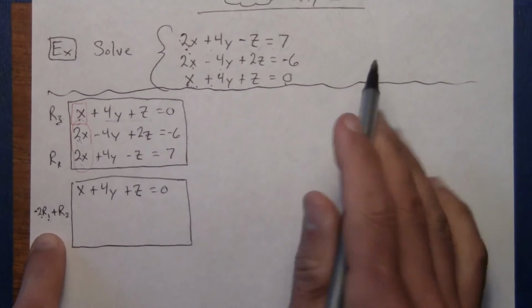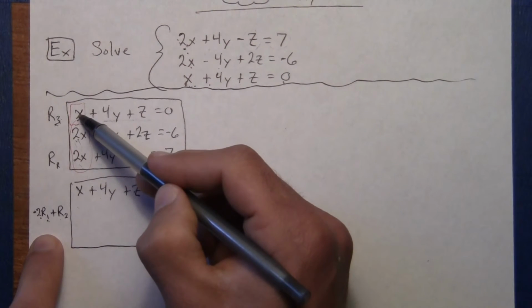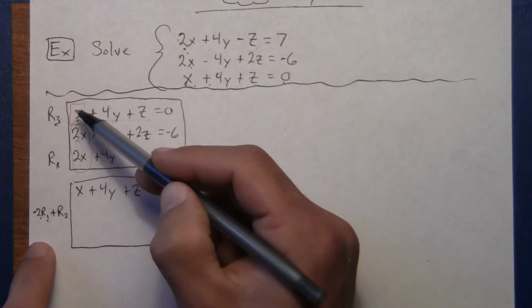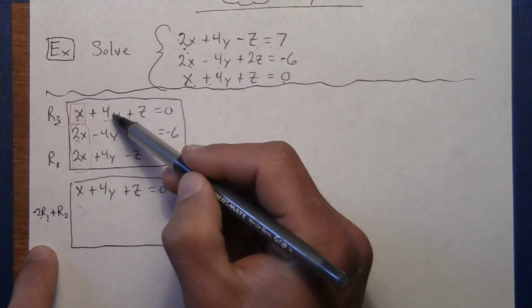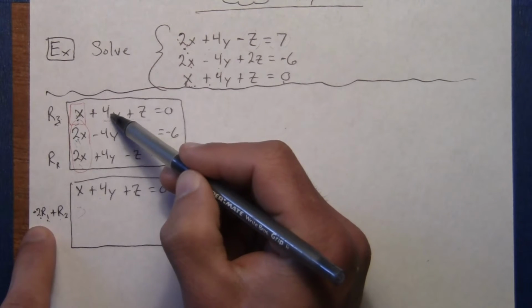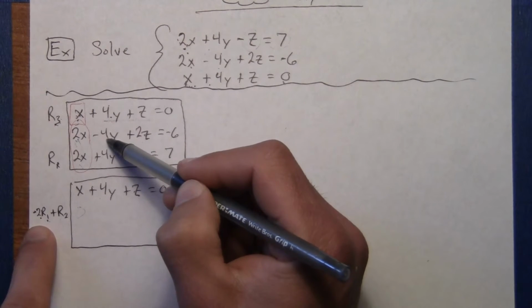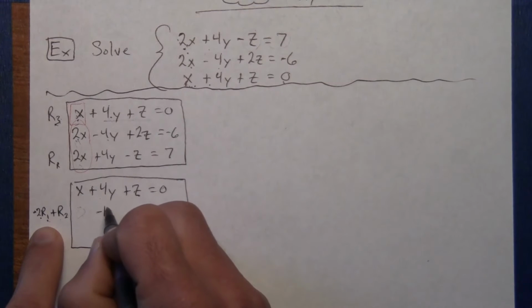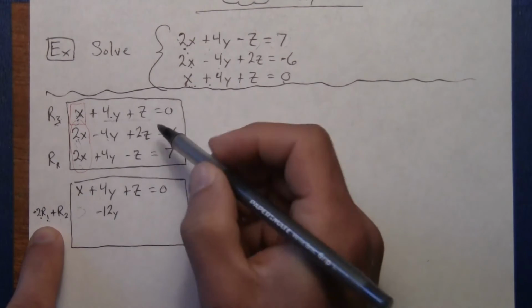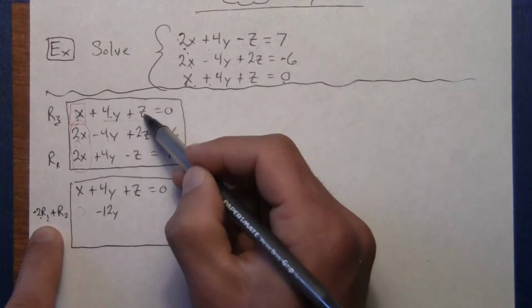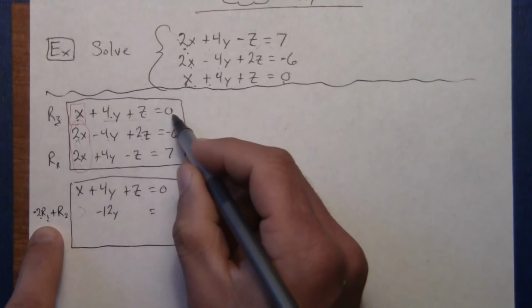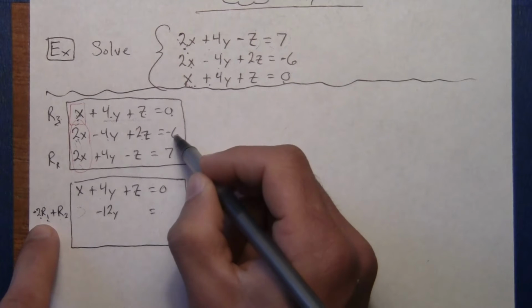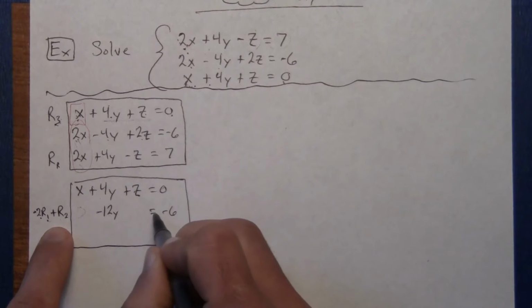Alright, so now I'm going to do this in my head. Negative 2 times 1 is going to give me negative 2 plus 2. That's going to give me a 0. You don't need to write anything there. Negative 2 times 4 is going to give me negative 8 plus a negative 4, or negative 12y. That's going to give me negative 2z plus 2z, or 0z. You don't have to write anything. And then that'll give me 0 if I multiply by negative 2 plus a negative 6, so negative 6.